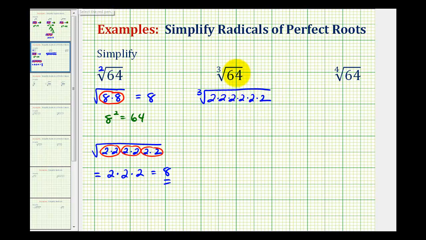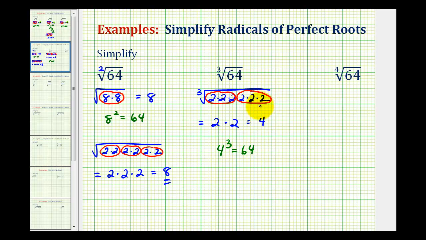and because we're looking for perfect cube factors, we'll now circle groups of 3 equal factors. So here's a perfect cube factor of 64, and here's a perfect cube factor of 64. And now every time we have 3 equal factors, it will simplify to just one of the factors. So the cube root of 2 times 2 times 2, which is 8, is equal to 2. Again, notice one factor from each group. And then the same thing for the cube root of this group, we would have one factor of 2, and 2 times 2 is equal to 4. The reason the cube root of 64 is equal to 4 is because 4 cubed is equal to 64.